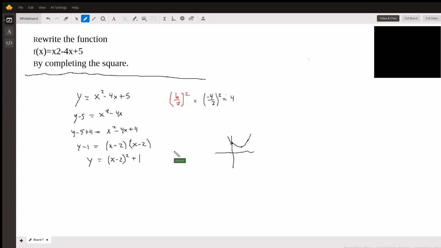You can get the y-intercept if you felt like it just by setting x to 0. And there are a lot of things you can do. The vertex form is very convenient. So that's why completing the square is a useful technique. It allows you to go from the standard form of the parabola, which is here, to the vertex form of the parabola, which is here.